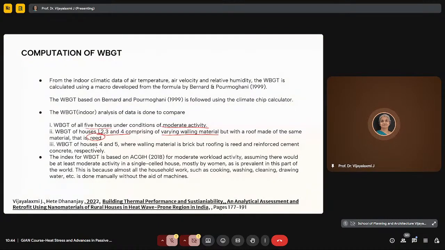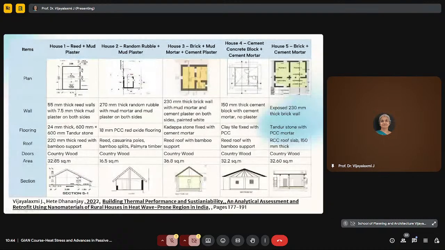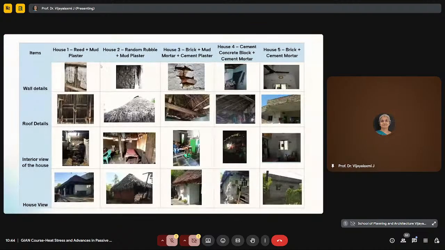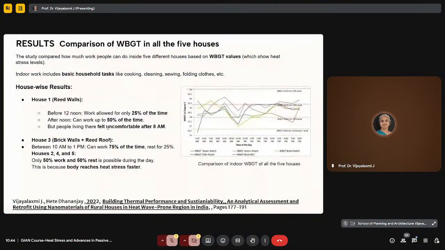WBGT of house 4 and 5 were also compared. 5 is the conventional house, which is a 9-inch brick wall with an RCC roof. And house number 4 is brick with reed roofing. This shows clearly what I had meant in terms of building material for walling, flooring, roof, etc. And then the indoor climatic parameters were collected with instruments, and what did the result show?